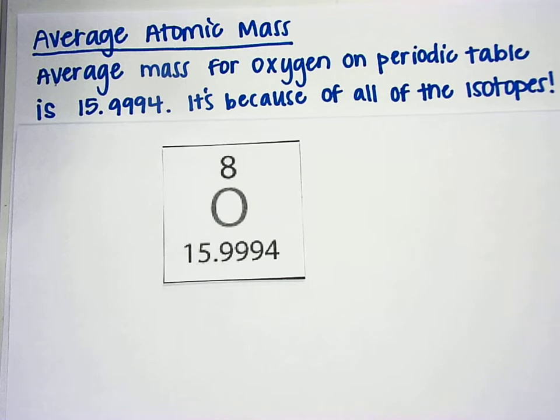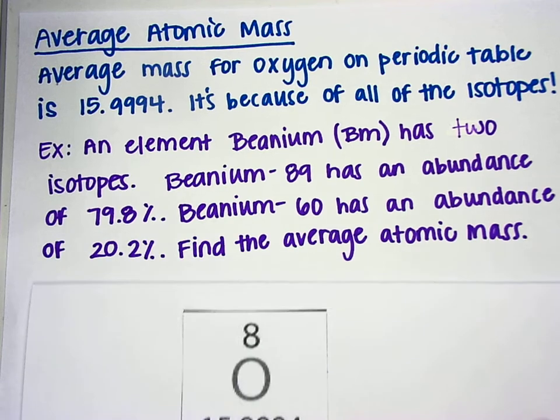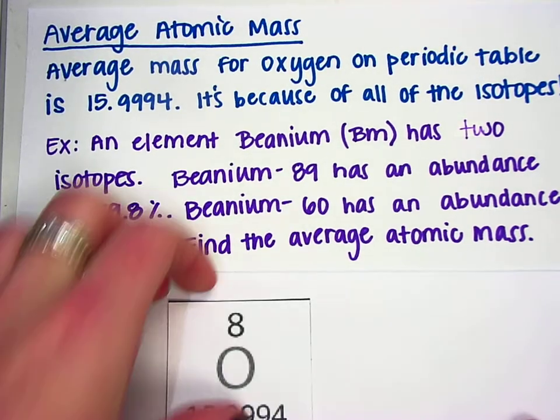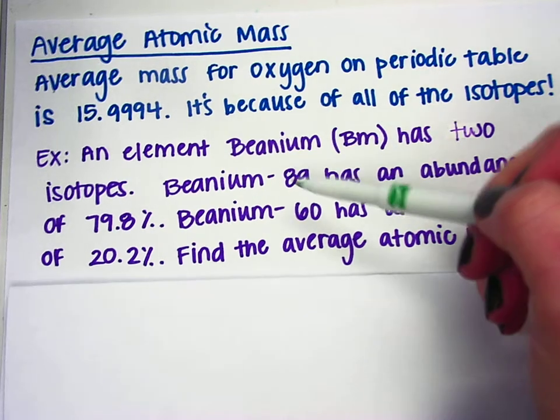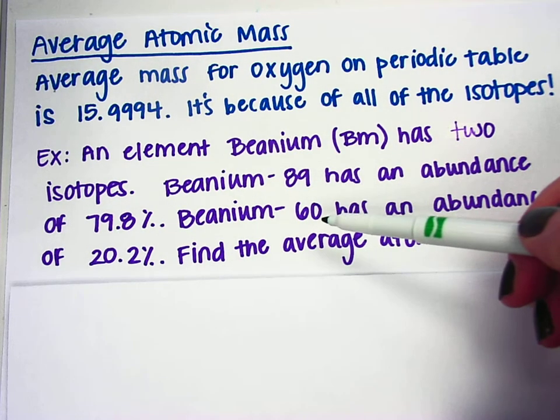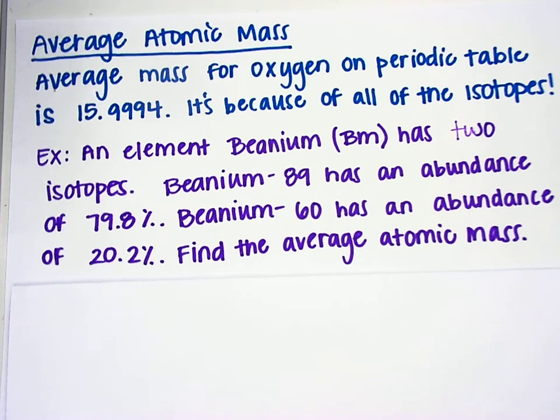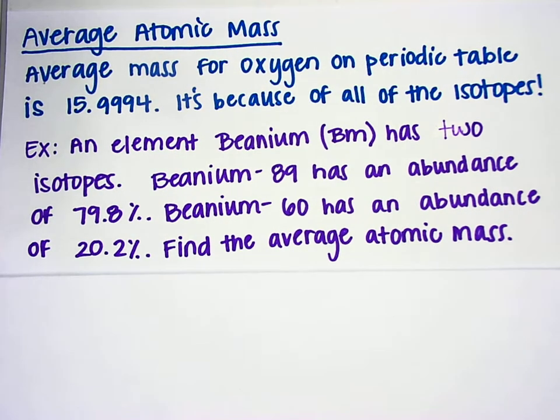So when we're calculating average atomic mass, we're going to care about the mass of each isotope, and we're also going to care about the percentage of that isotope that's on our planet. So I have a made-up element here. This made-up element is called benium, and benium has two pretend isotopes. One isotope has a mass of 89, which is right here, and the other one has a mass of 60. It's a big difference, but I want you to see what happens at the end.